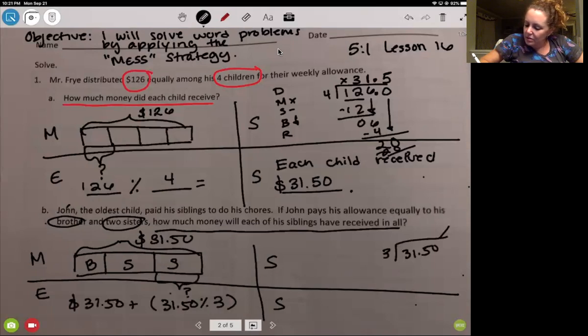3 fits into 3 one time. I'm going to bring down my 1. 3 can't fit into 1, so I need to put a 0. I can't just ignore it. And then bring up my decimal.